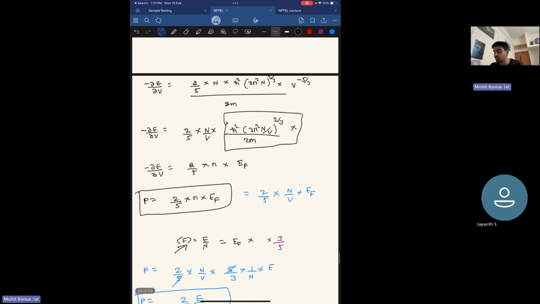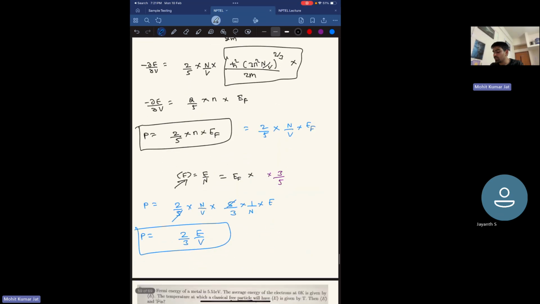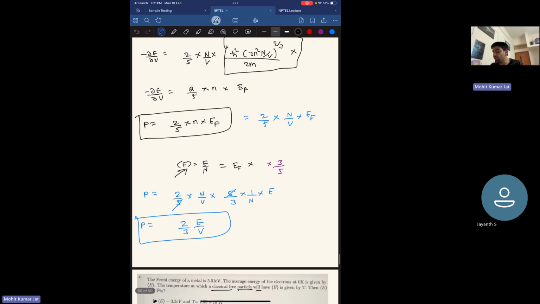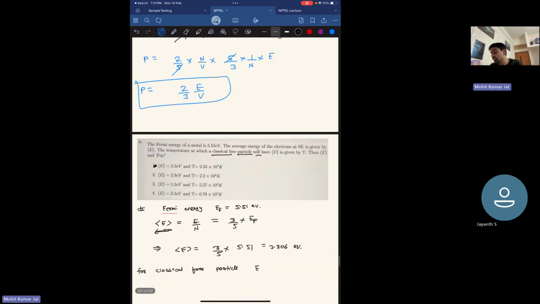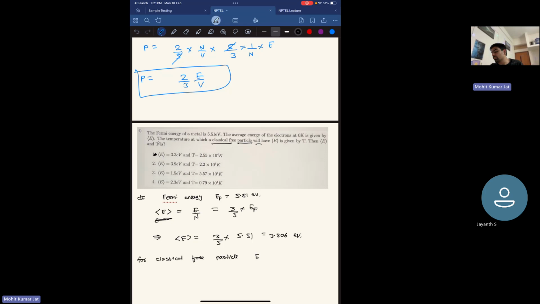The calculation you can follow, and this gives me the pressure exerted will be 2 by 3 times E by V. Next, in the next question, what is the Fermi energy, what is the average energy basically, that will be 3 by 5 times the EF. EF is given, we calculate the average energy, and then the temperature.